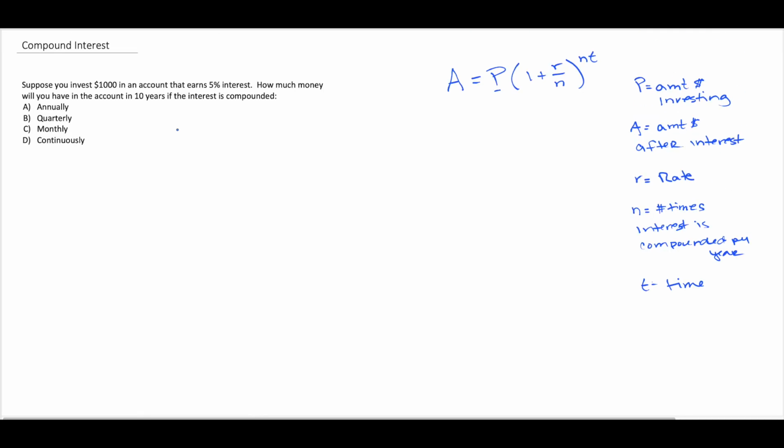Okay. So let's just suppose you invest $1,000 in an account that earns 5% interest. So let's take a look at these scenarios. How much money will we have in the account in 10 years if the interest is first compounded annually? So let's start with annually compounded. This would imply the number of times, so N, that interest is compounded per year would be 1 if it's compounded annually. So I'm going to use the formula.